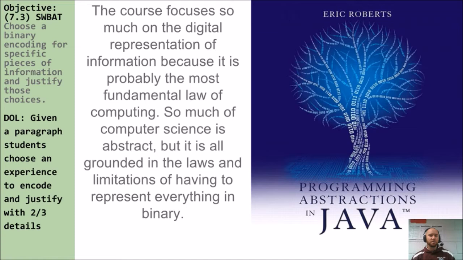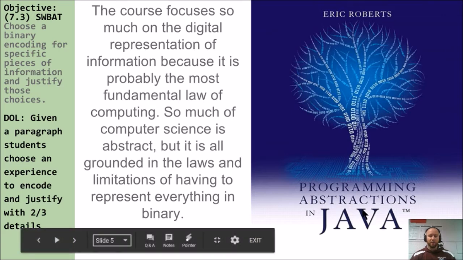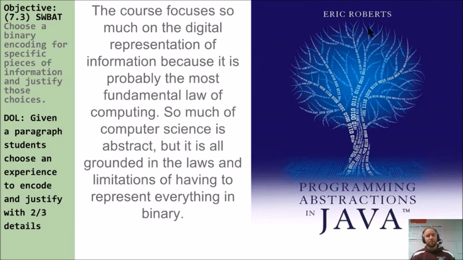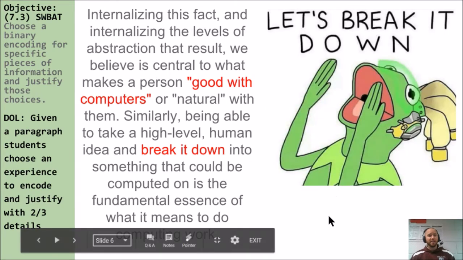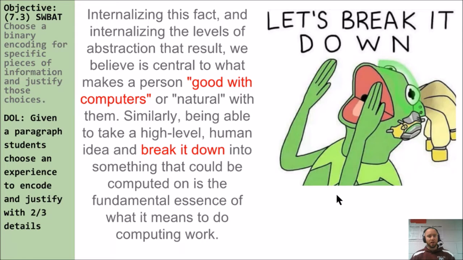The course focuses so much on the digital representation of information because it is probably the most fundamental law of computing. So much of computer science is abstract, but it is all grounded in the laws and limitations of having to represent everything in binary. So no matter how high you go, Java is an example of a higher level programming language. No matter how high you go up in the tree, you still are working with ones and zeros, whether you know it or not. Internalizing this fact and the levels of abstraction that result, we believe, is central to what makes a person good with computers or natural with them.